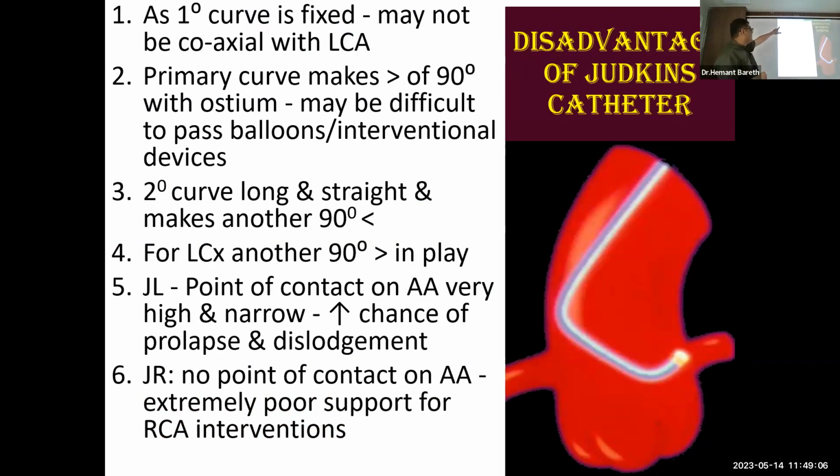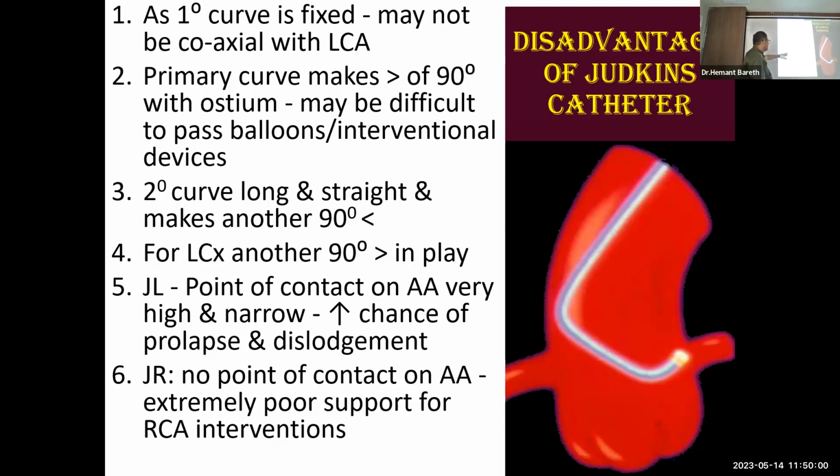But what is the disadvantage? As I said, the primary curve is fixed. So the curve is fixed, but left main is like this. So it will not take the shape of the left main. It will keep pointing upwards, and it will not be coaxial at all. So this is one problem. The other problem is the primary curve remains 90 degrees. This is difficult to pass because the balloon has to go like this. If it's a long balloon, then it will have difficulty going like this. So this is the second problem. Third, as I said, the secondary curve is long and straight, and for circumflex, you have to do this curve. So it is very, very difficult to do complicated circumflex interventions with a Judkins left catheter.